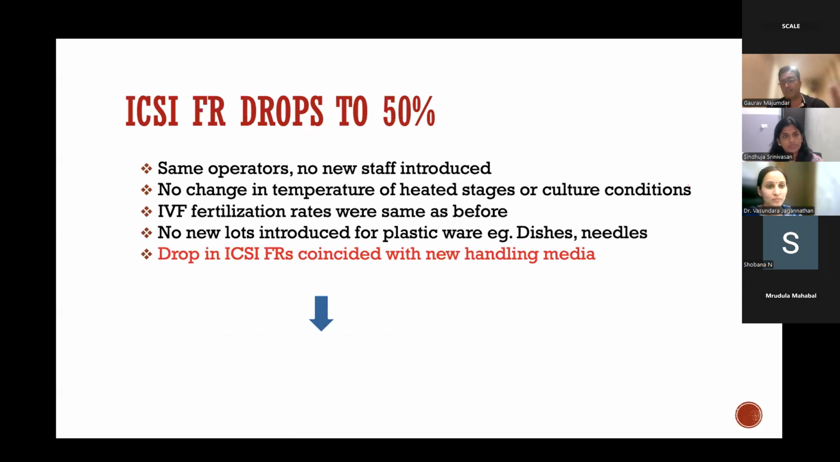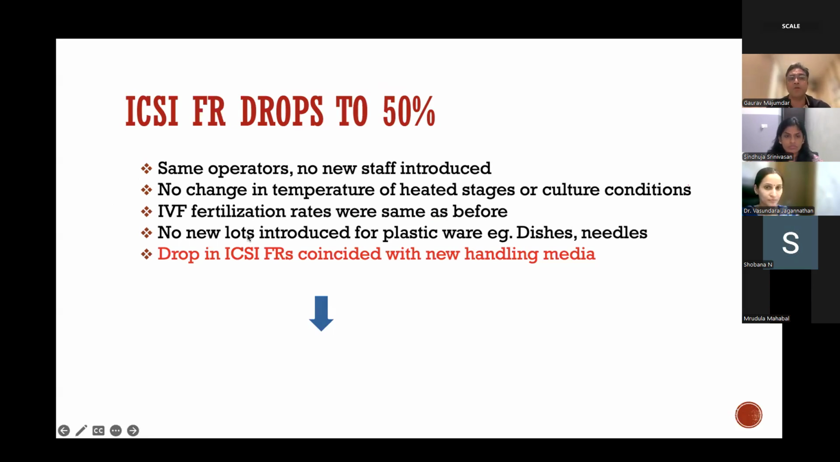So I'll give you a specific example where, in a laboratory, the ICSI fertilization rate per M2 eggs actually dropped to 50%, right? And they had the same operators, no new staff was introduced. They verified the temperatures in all the heated stages, and the incubators were fine, because the IVF fertilization rates were the same as before. There was no drop in the IVF fertilization rate, but the ICSI fertilization rate went down drastically.